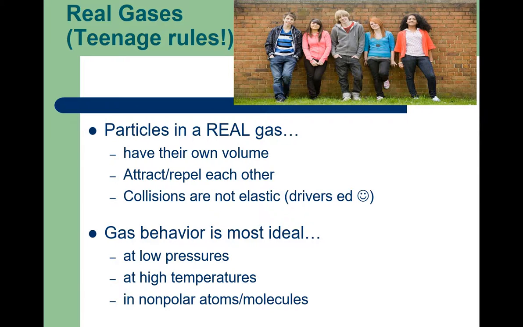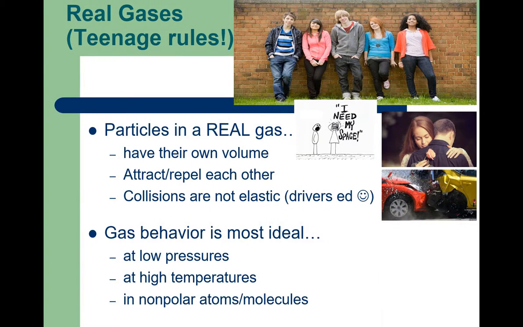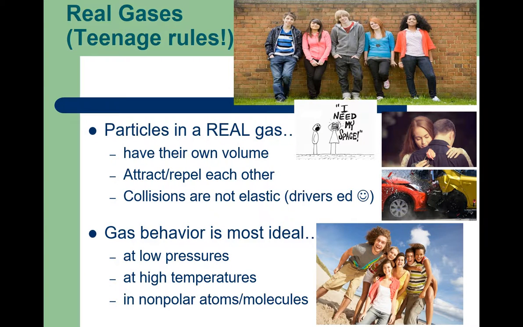Okay, so toddler rules, there's 5. Get real, 3. Okay, so teenagers, get real, 3. And then 3 ways to make real gases more ideal. That's summertime. So I need my space. They attract and repel. We've learned that collisions are not elastic. At low pressure, I can choose the group I hang with in the summer. High temperatures and low pressure.